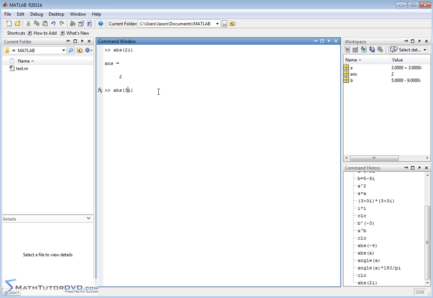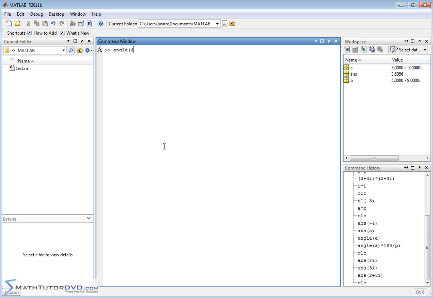If you have 3i, the absolute value should be 3, and so on. So if you pass it a complex number 2 plus 3i, then like I said before, it's doing the Pythagorean theorem to find out what the magnitude there is. Same thing for the angle, just to kind of review a little bit.